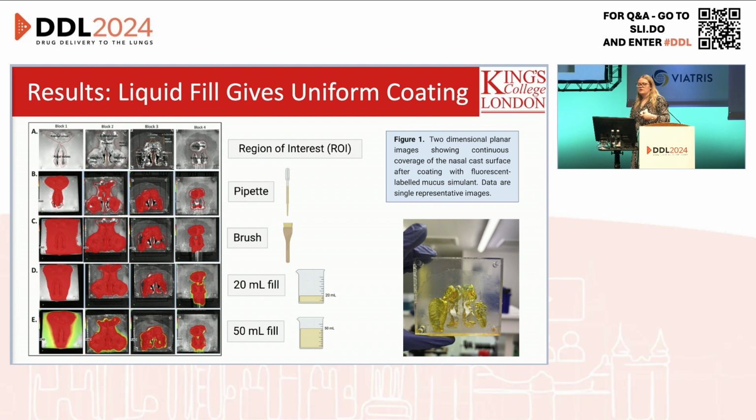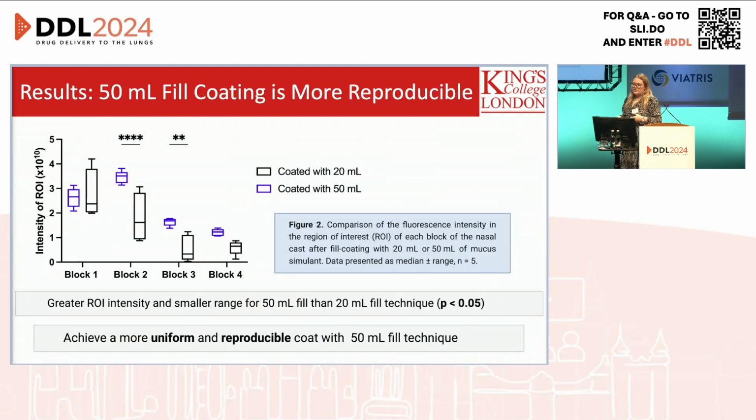So what I did was I wanted to take forward these best 2 fill techniques and analyze these more quantitatively. So I compared the intensity of the region of interest across the different blocks and compared the 20 and the 50 ml fill technique. And you can see, by two-way ANOVA, these are significantly different in terms of blocks 2 and 3 especially. We're seeing a difference in the intensity in these blocks when I compare these 2 techniques. Also, the range for the 50 ml fill technique was a lot smaller, which meant it's more reproducible. So we could deduce from this that the 50 ml fill technique was better than the 20 ml fill technique in terms of coating the cast more uniformly and reproducibly.